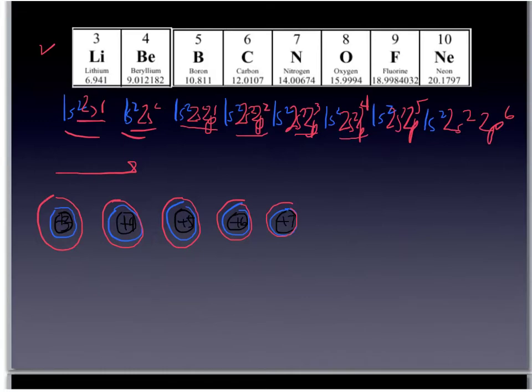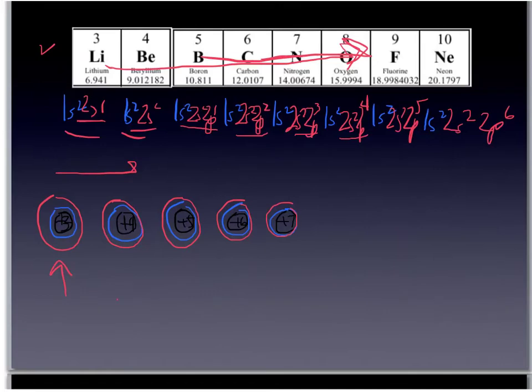The point I'm trying to make is this. Electrons are being added as we go across this period, but they're being added to the same energy level all the way across. So it's not like we're adding full energy levels. We're adding electrons, but they're going into the same energy level, the second. So you might assume, okay, well, the atom doesn't get any bigger going across since we're not adding energy levels. Well, something else does change though.